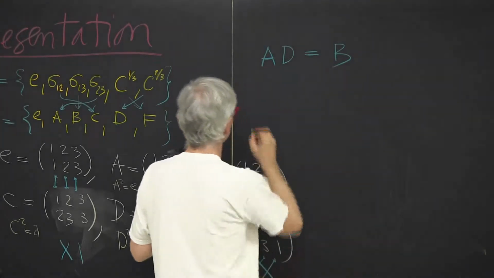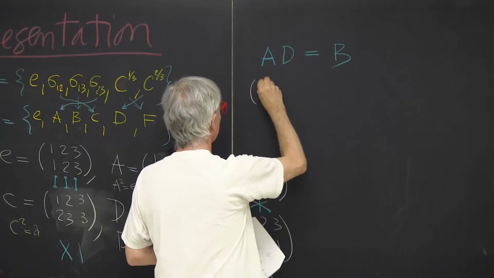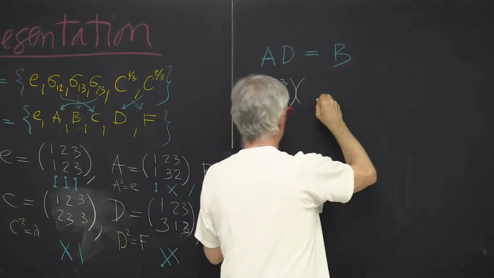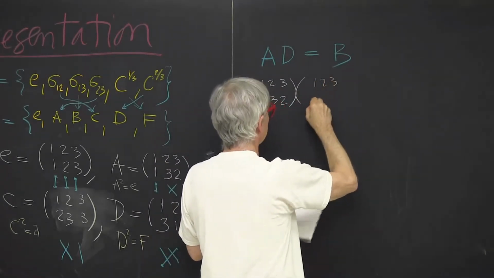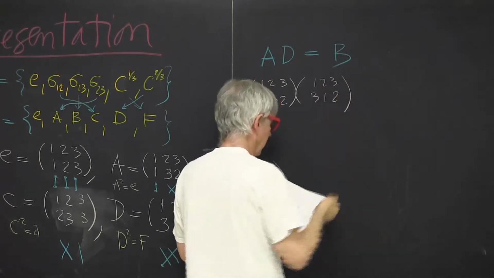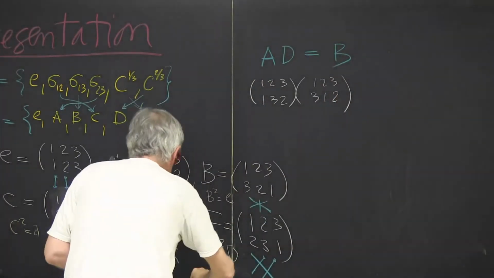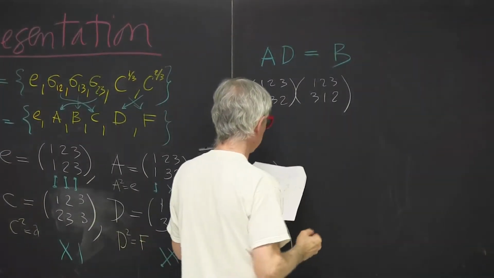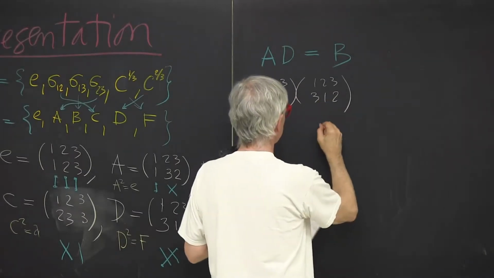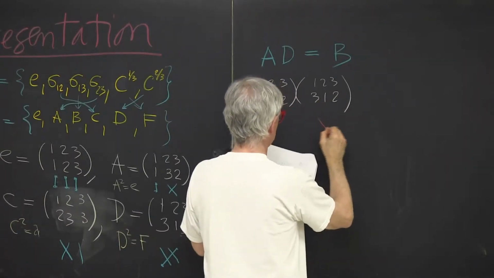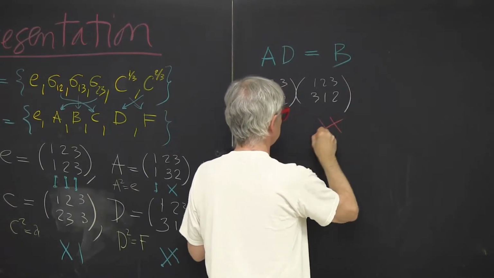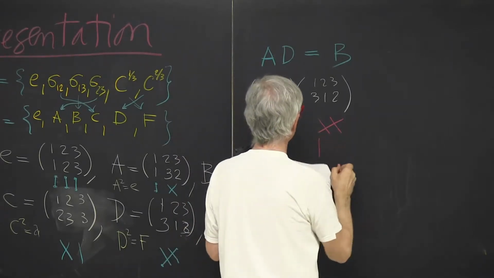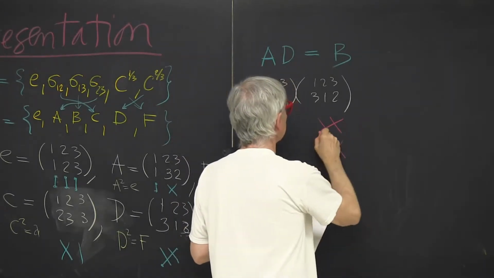In permutation notation, this is 1, 2, 3, 1, 3, 2, 1, 2, 3, 3, 1, 2. But in this diagrammatic notation, it's really simple. What I do is I first apply this operation, going from the top. Then I apply this operation, which looks like that. And I just connect them.